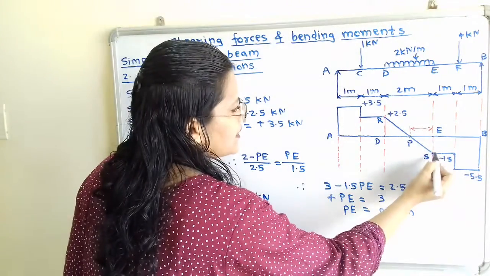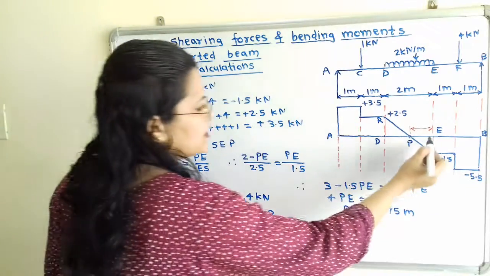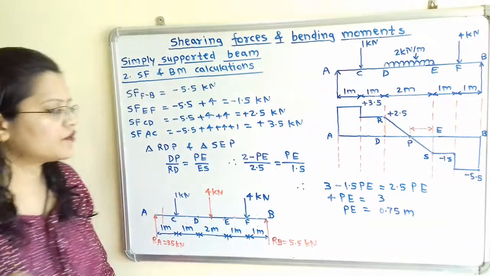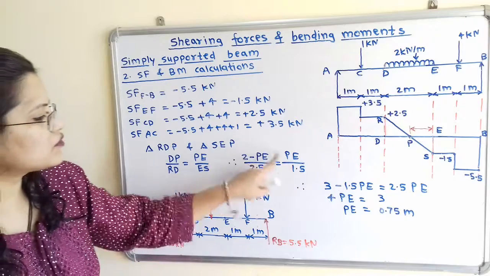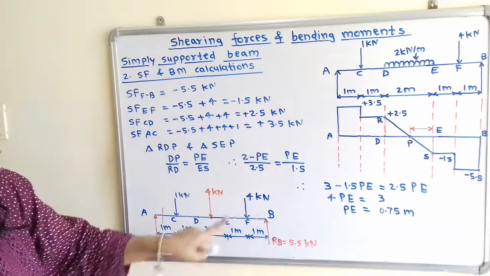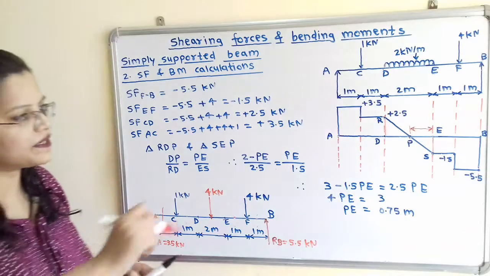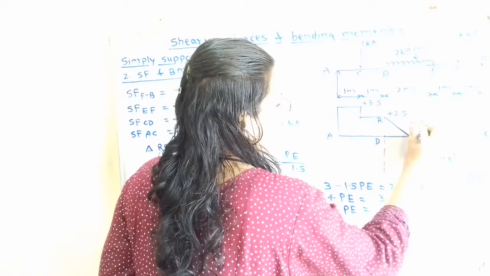For this ES, this baseline is having 0 value, so it's a value with magnitude 1.5. So we will consider magnitude only. When we solve or simplify this, we will get PE is equal to 0.75 meter. So we will mention this distance, 0.75 meter.